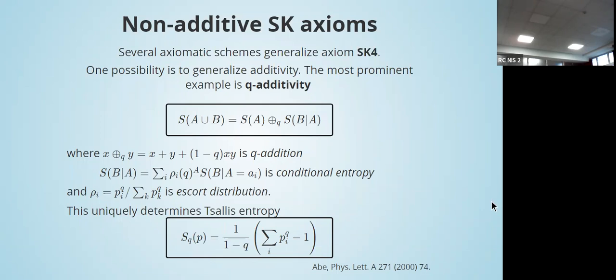So basically you make a deformation or a variant of the additivity rule. Here I have the q-sum, which is x plus y plus 1 minus q times the product of these two. It's called q-addition. Then I need to introduce this conditional entropy, and here rho is the so-called escort distribution, which naturally appears in these cases. Because there is this q, p to the q appears, but we have to normalize it because p to the q doesn't sum up to one. If you go through the proof, you can show that this uniquely determines Tsallis entropy again, up to a multiplicative constant.